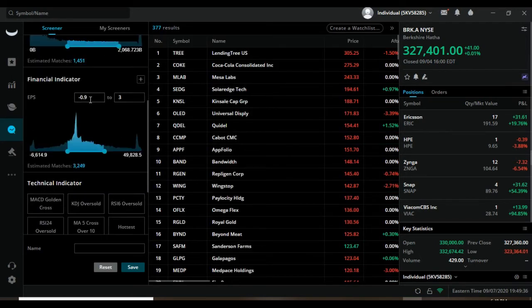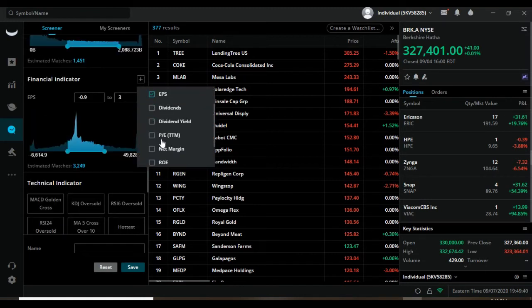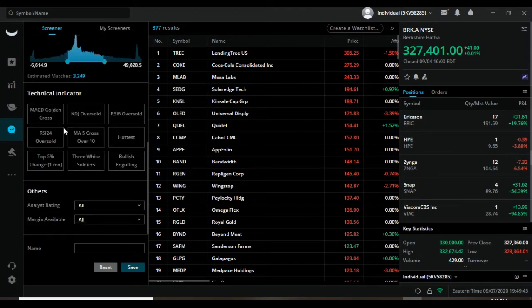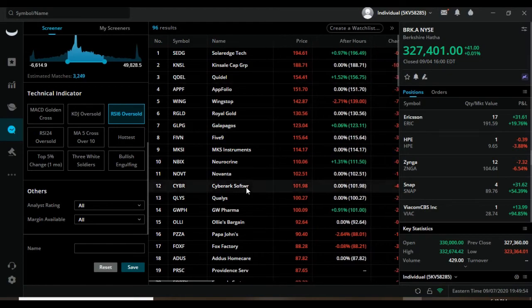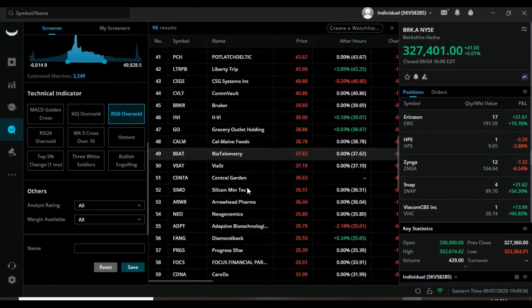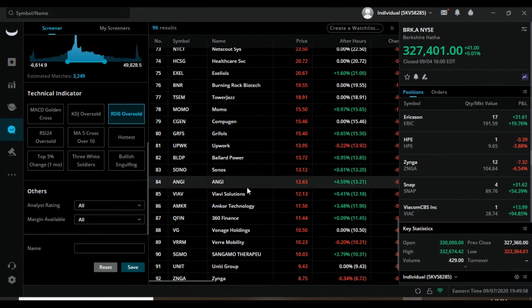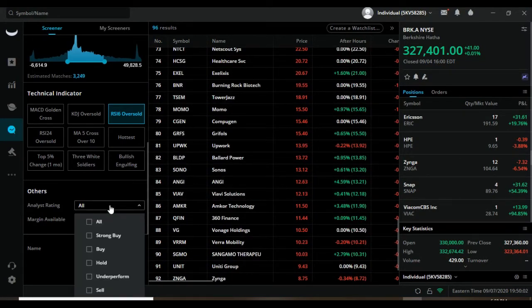You can choose the earnings per share if you want to trade based on the fundamentals. You can choose different fundamental categories, but most people won't really use those. If you want to try to find RSIs that are oversold, these are stocks that are oversold, and you would think, hey, I want to try to find some good deals. They could be oversold for a number of reasons, usually bad news or bad earnings. It could be a lot of different reasons, but that's that. Analyst ratings, I would almost always ignore these. I find that they're wrong 99% of the time.